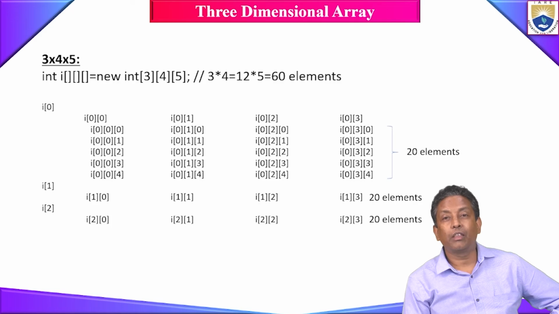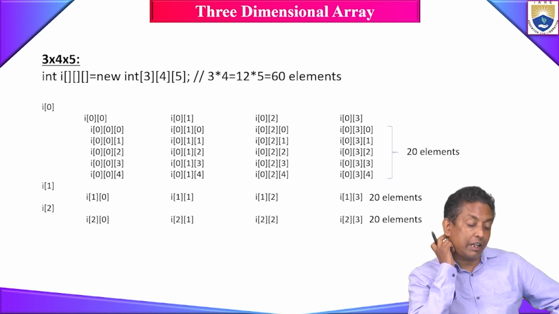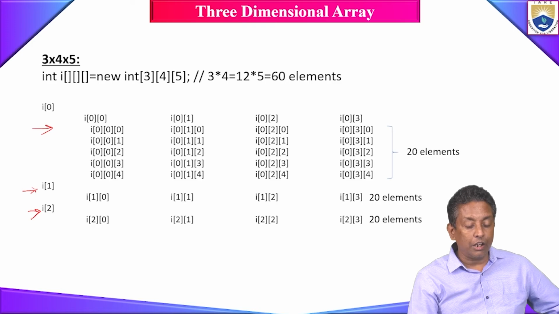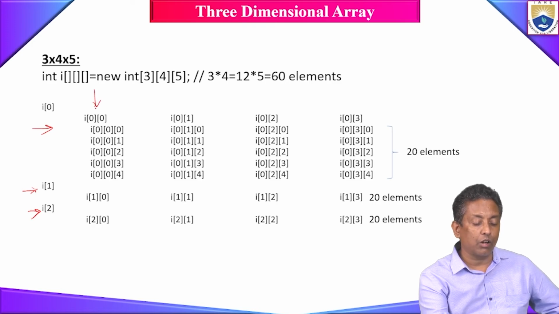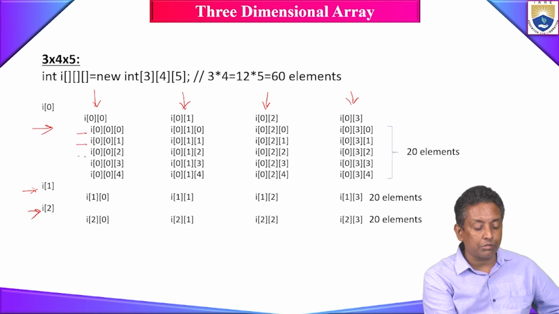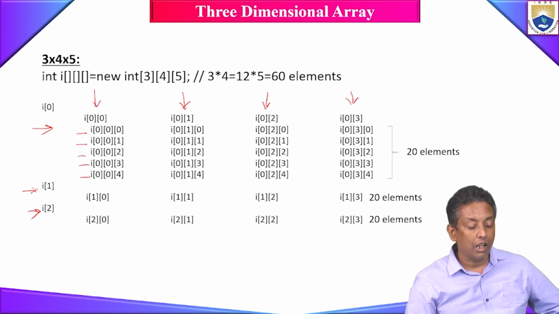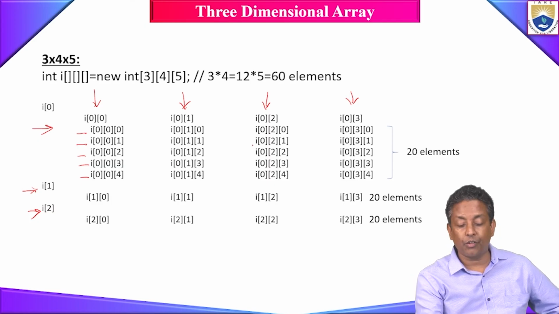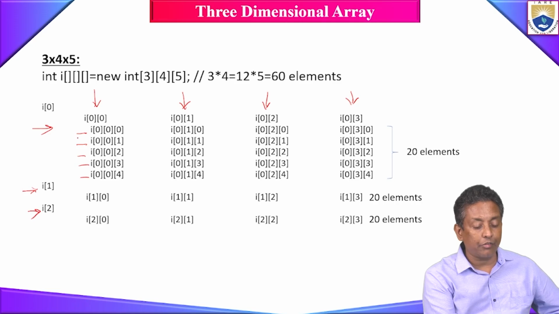And here is an example of a three-dimensional array. In this three-dimensional array, how many rows are we having? 1, 2, and 3. In each row, how many columns are we having? 1, 2, 3, 4. 4 columns. In each column, how many values are we having? 1, 2, 3, 4, 5. And 3 into 4 into 5: 3 4s are 12, 12 5s are 60. 60 elements altogether. 3 rows, in each row we want 4 columns, and in each column again we want 5 values.